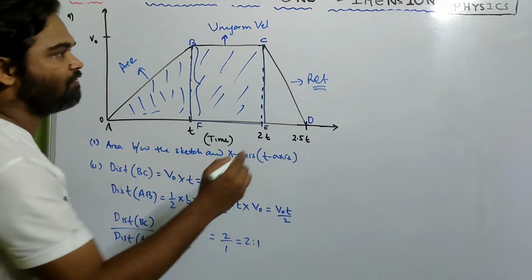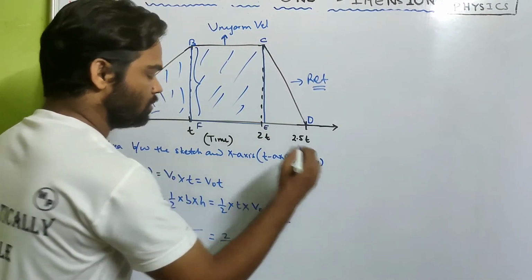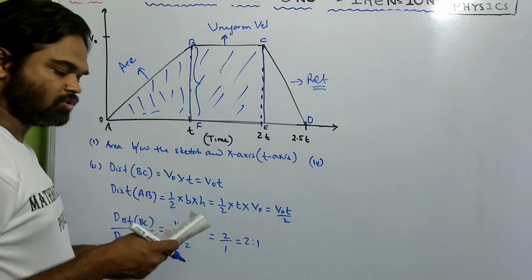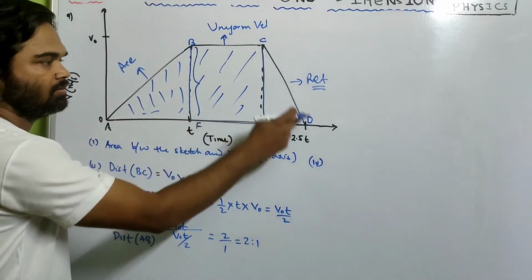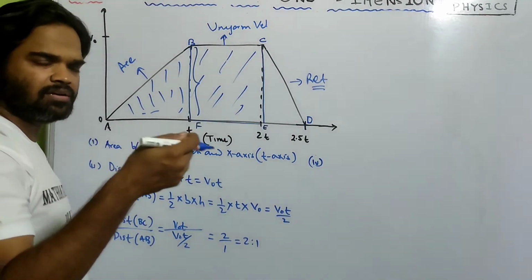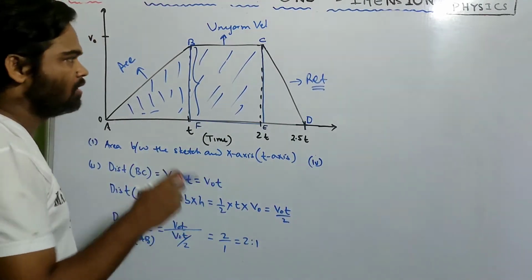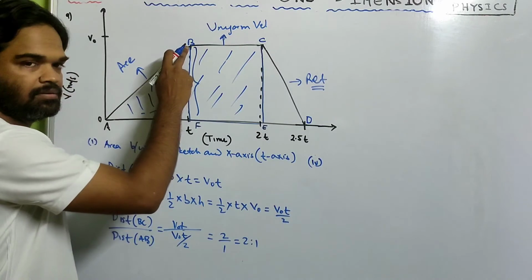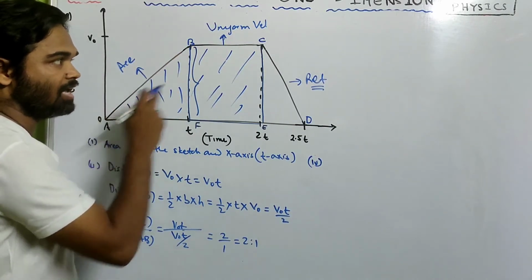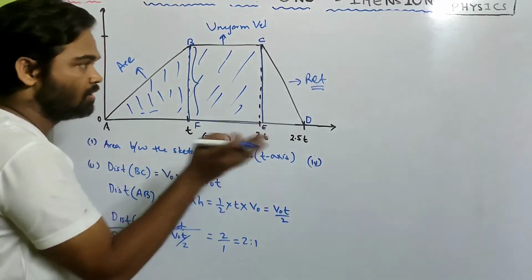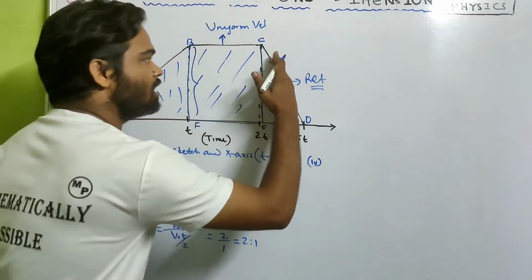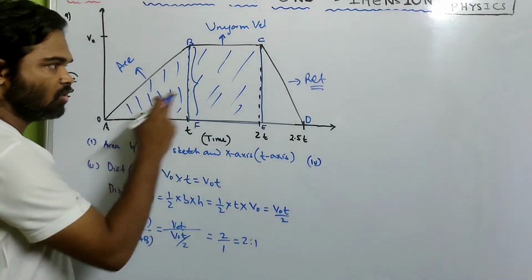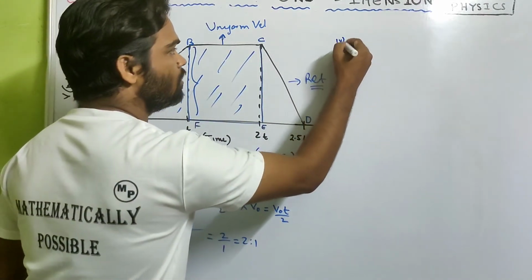This was number 3. Number 4, the last part. Is the magnitude of acceleration higher or lower than the retardation? Now if you look carefully, the greater the slope, the greater will be the value. In case of AB, the slope is less as compared to CD. The steepness, slope is what? The steepness. If you see, AB is less steep as compared to CD. So retardation will be more.